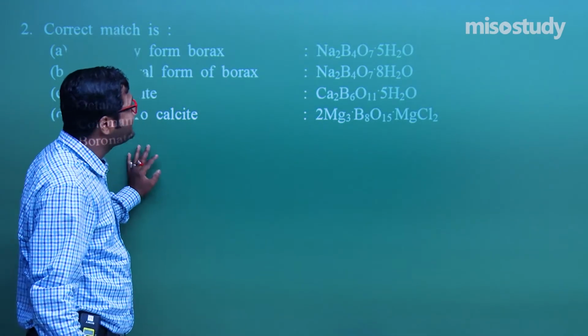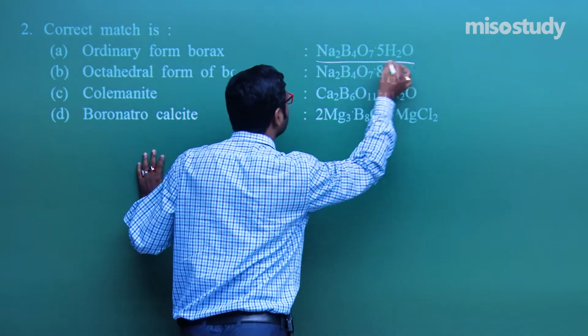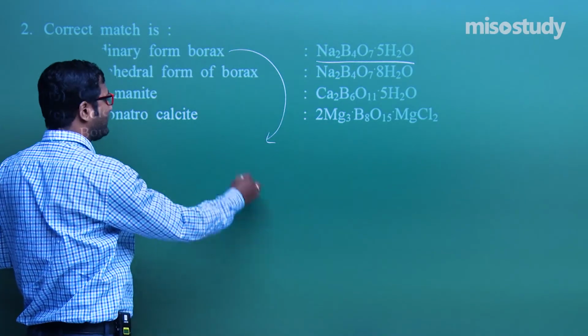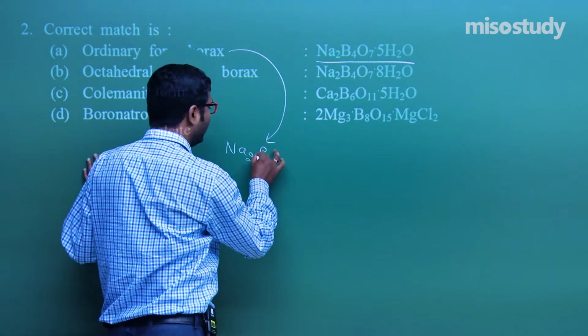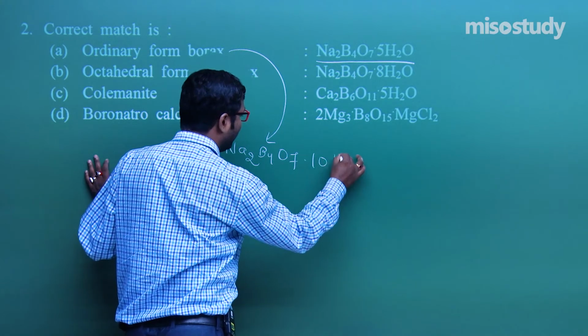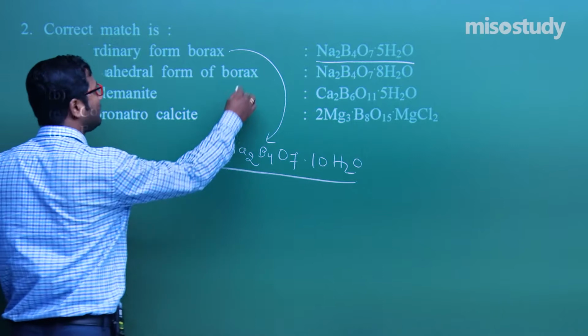So the formula is Na2B4O7 into 5H2O. Is it the correct match? As I discussed earlier, that is the ordinary form of borax, the formula of borax Na2B4O7 into 10H2O, not 5H2O. So this is not a correct match.